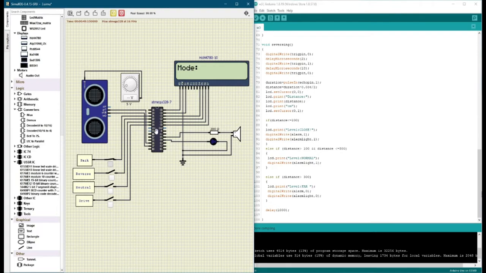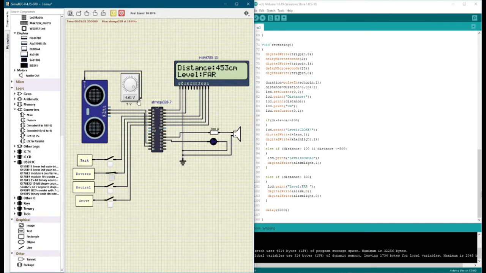When park mode is pressed, it will display park. When neutral mode is pressed, it will display neutral. When the mode is drive, it will display drive. So I will demonstrate how reverse mode works. When reverse mode is pressed, it will display reverse mode.